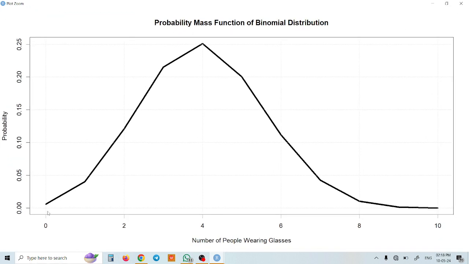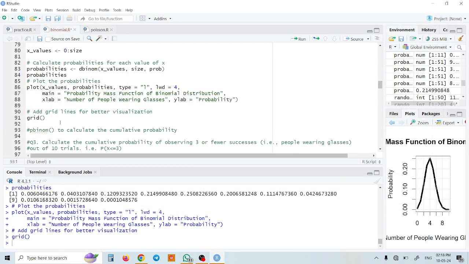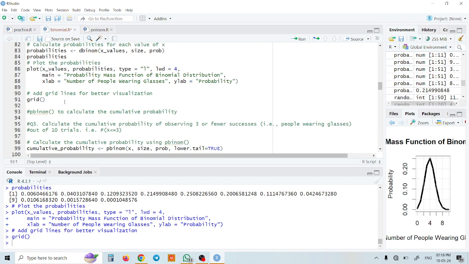See, the probability when no person wears the specs is very small, 0.0-something, right? Here, this much. And what we had seen is the probability when x is equal to 4 is the maximum. The probability of 4 people wearing the specs in a sample of size 10 is maximum, that is 0.25. Then it starts reducing. Earlier we saw that if the number of trials is small it is a little skewed, so here we can see it is a little skewed, right? But if you increase your sample it will become more normal, symmetric. That we are not going to do, we have already seen this.